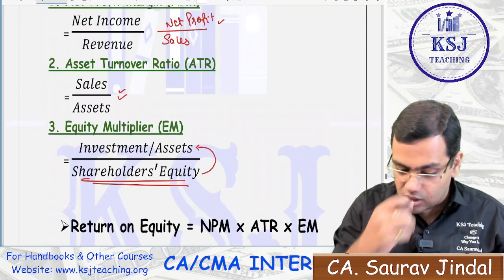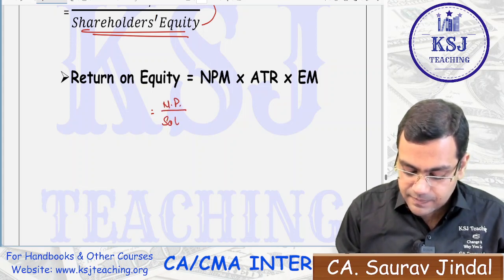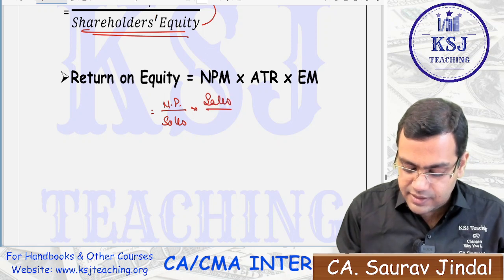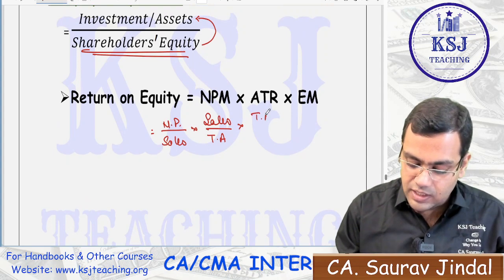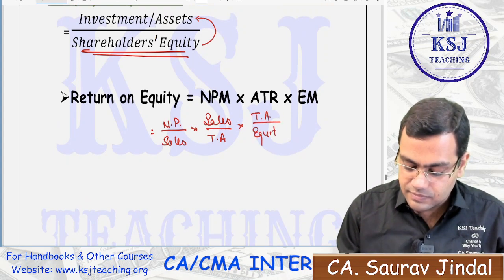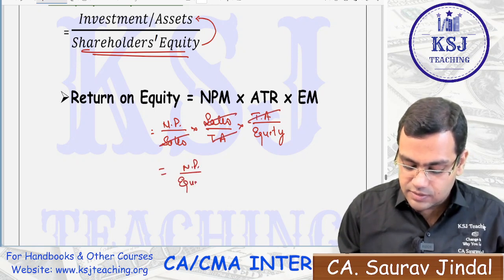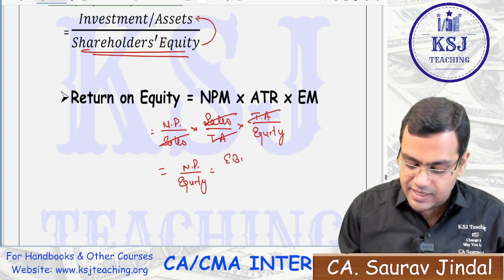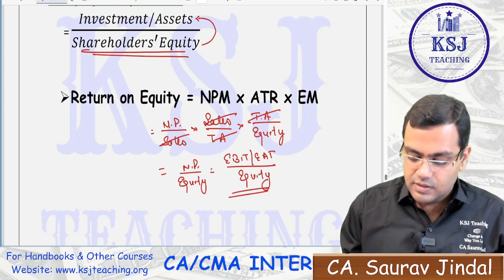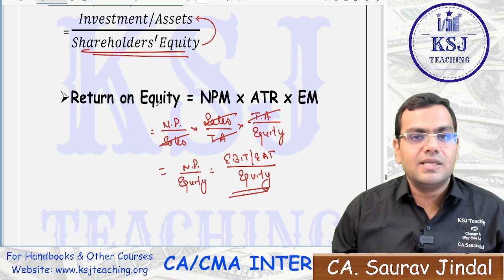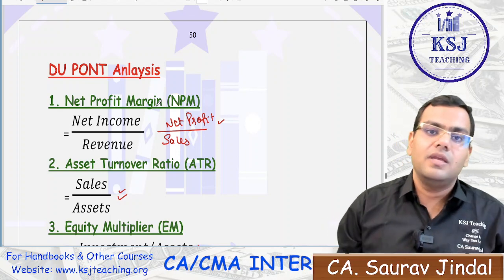So return on equity is a combination of these three things: net profit divided by sales, multiplied by sales divided by total assets, multiplied by total assets divided by equity, right? So this is net profit divided by equity, or EAT if you want to consider it, divided by equity. This DuPont analysis is an extension of return on equity only, showing how the business can increase their return on equity.